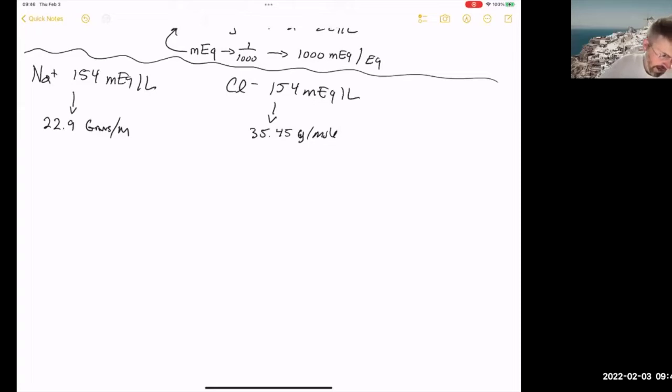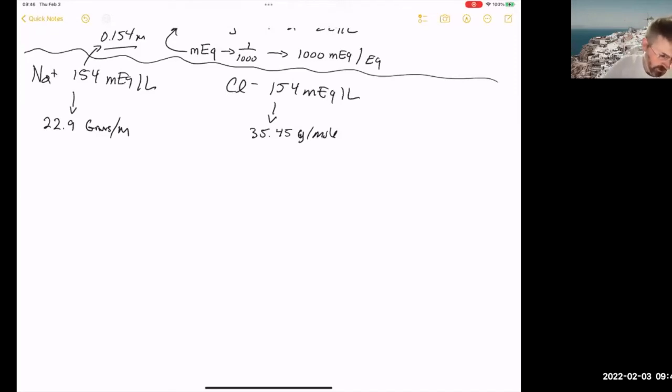Now, on that IV bag, I don't have 1 mole of sodium or 1 mole of chloride, but rather I have 154 milliequivalents, which is 0.154 moles, right? Remember, equivalent is 1000 milliequivalents. So 154 divided by 1000 gives me 0.154. And because the charge is just +1 or -1, it's all equivalent.